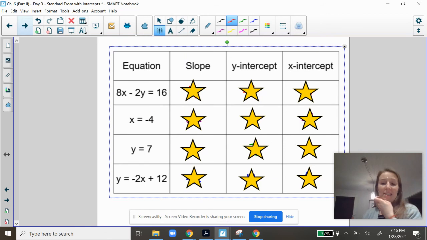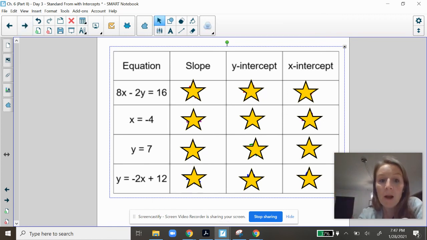All right, last but not least, you are going to see something like this in class and on your homework. And this is kind of a slope and intercept table. So what I want you to do is pause the video and try to fill in the table. Use the equations on the left-hand side to identify each equation's slope, y-intercept, and x-intercept. So pause the video here and we'll come back.